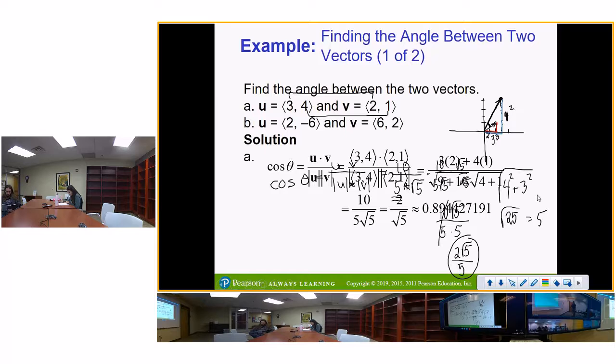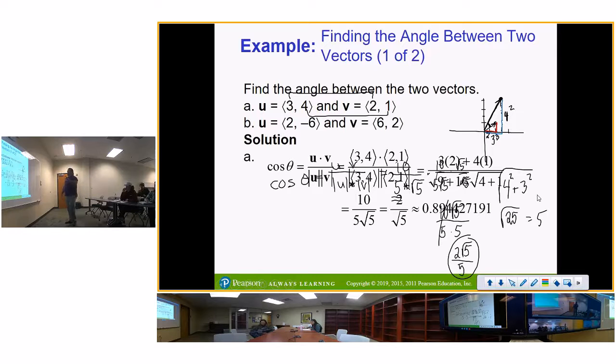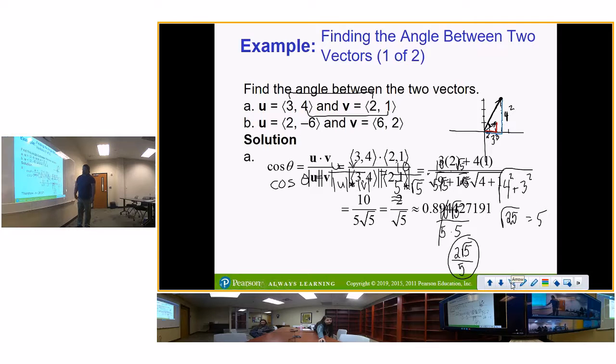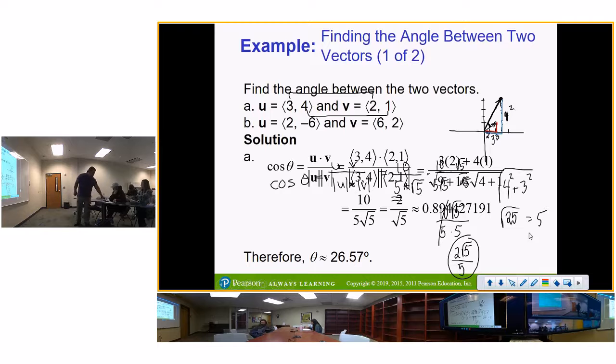Oh, we didn't take the cosine. You've got to take the inverse cosine of 0.89. Sorry, take the inverse cosine. Somebody take the inverse cosine of 0.8 and so on. There you go, there's the angle: 27 degrees. Don't forget to take the inverse cosine.